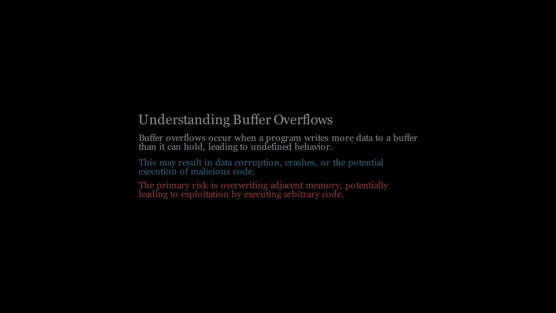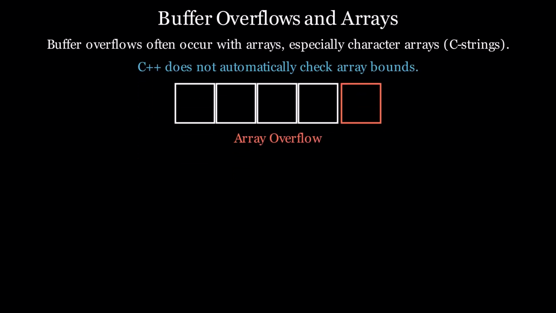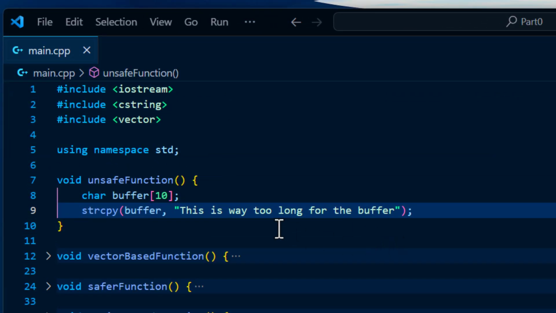Buffer overflows often occur with arrays, especially character arrays, C-strings. Since C++ doesn't automatically check array bounds, it's possible to write past the end of an array. Here in this example, strcpy is used to copy a string into a buffer. However, the source string is longer than the buffer's capacity, leading to overflow. There's no check on the length of the input string, making this code vulnerable.